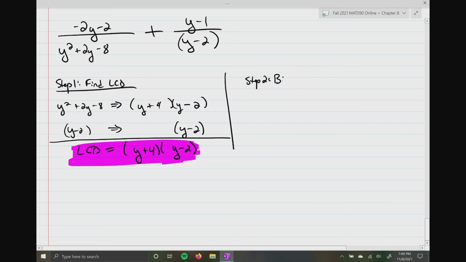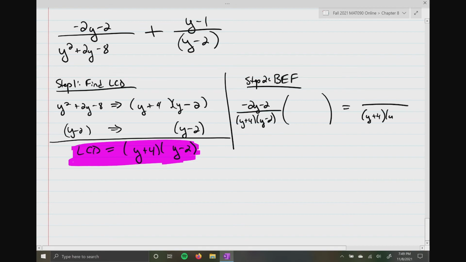Step 2, build equivalent fractions. So I'm starting off with negative 2y minus 2 all over, remember, factored form, y plus 4 times y minus 2. I'm going to multiply this by something, so I get y plus 4 times y minus 2 in my denominator. And guess what? I already have it. So it's going to be 1 over 1. And for this first fraction, nothing changes.